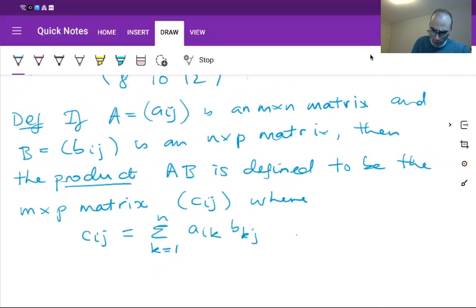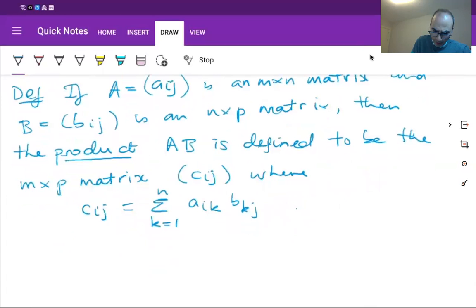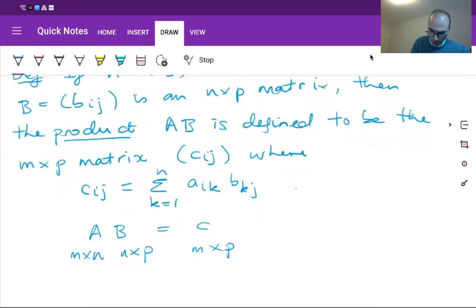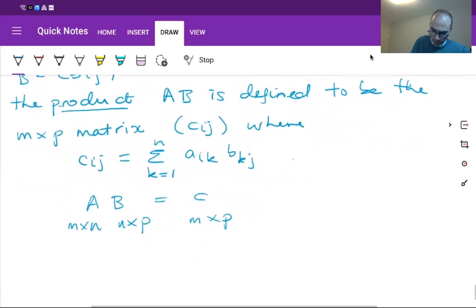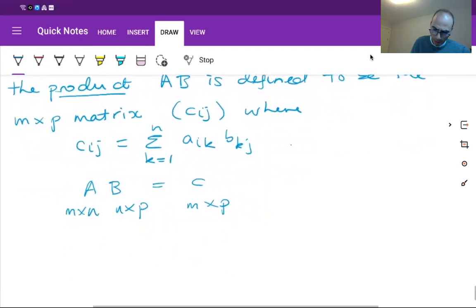So when you multiply A times B, A times B is defined if A is m by n and B is n by p, and then this is equal to C, and this matrix C is going to be an m by p matrix. So the n's get summed out, and you get left with an m by p matrix.